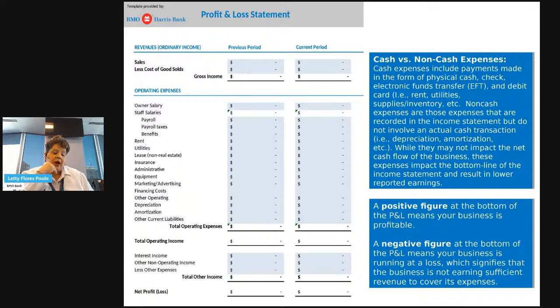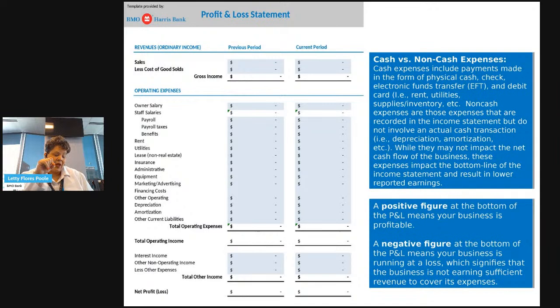When we go over your operating expenses, it's your owner's salary. We always say, make sure you pay yourself something, right? I don't care if it's a dollar, but make sure you're paying yourself something as an owner. Then we go into staff salary if you have staff, rent, utilities, etc. Those are all your operating expenses.